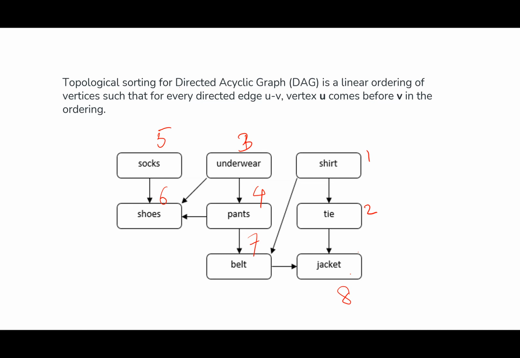Not necessarily do I have to start with the shirt. I can also start from my socks or underwear, right? But this is one solution of how I can dress. And this output ordering is the actual result of a topological sort. That means sorting the elements of the graph in such a way that the dependencies are maintained.